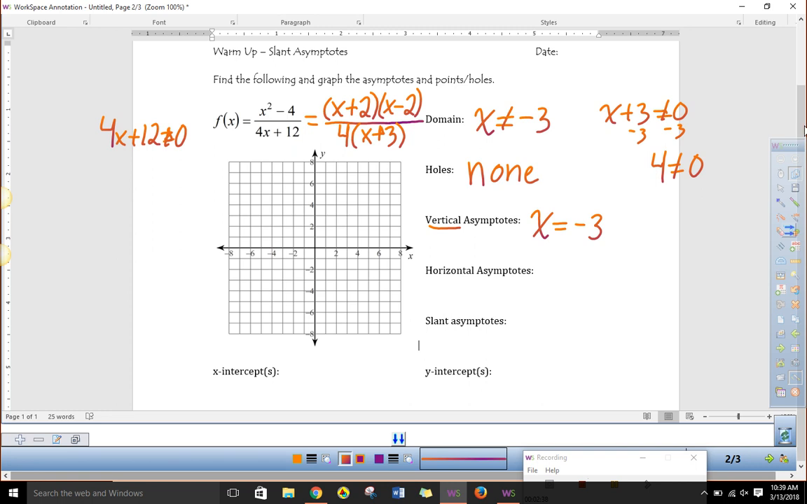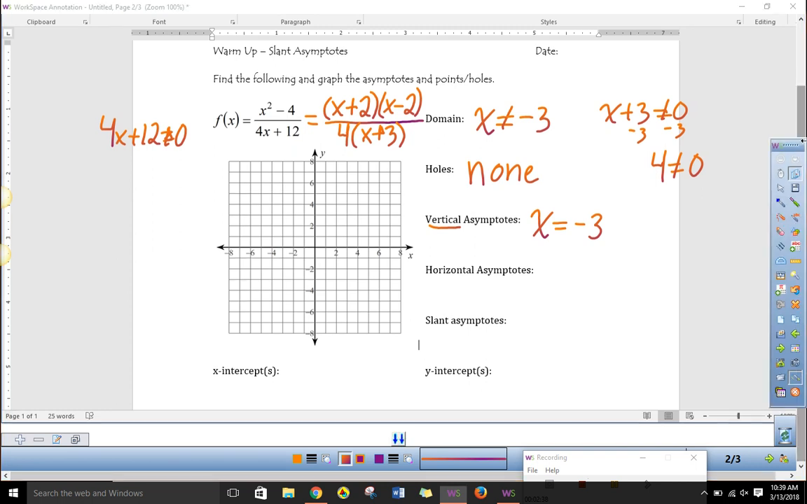All right. How about horizontal asymptotes? Those ones are a little weird. How do we check for those? Greatest x. What's my highest exponent here? X squared. So I'm comparing the coefficients of my x squared. How many x squareds do I have in the numerator? 1. How many do I have in the denominator? 0. 1 divided by 0 is? Undefined. So how many horizontal asymptotes do I have? None.